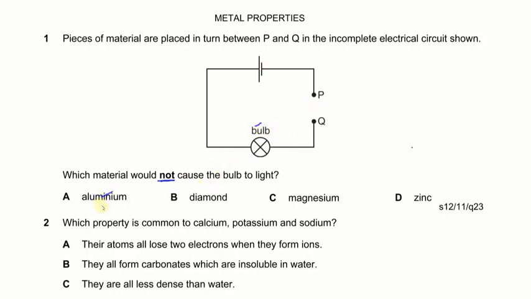Aluminium is a metal that will conduct. A diamond is a non-conductor of electricity, so it won't. And magnesium and zinc, they're all metals. So we got a diamond, the answer, which will not cause the bulb to light.